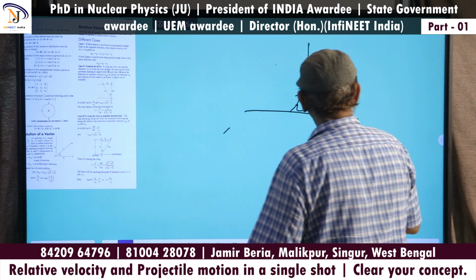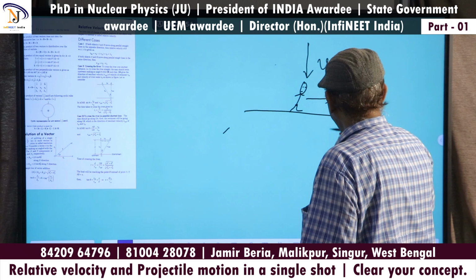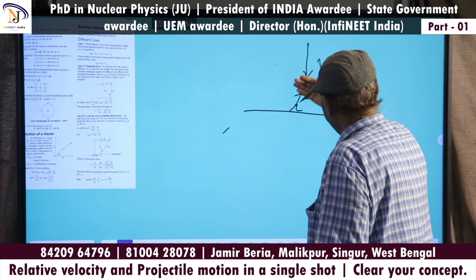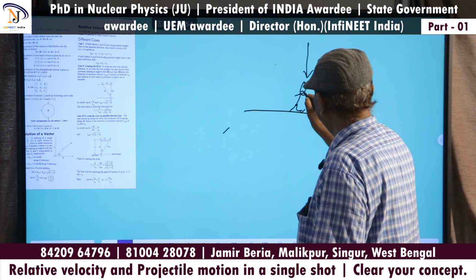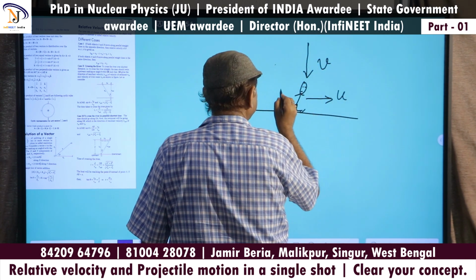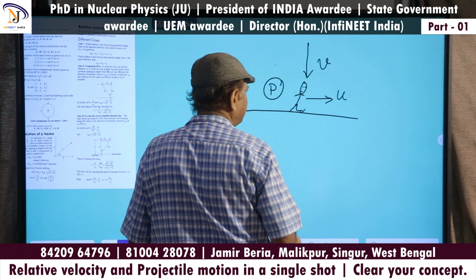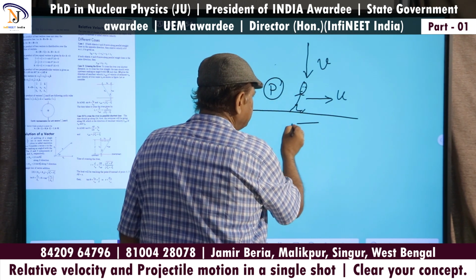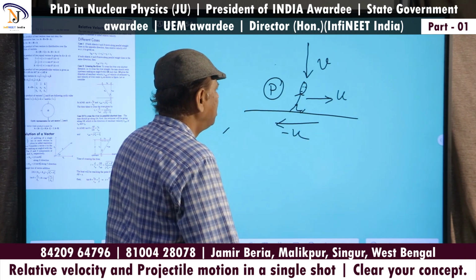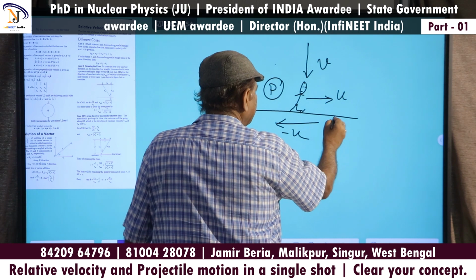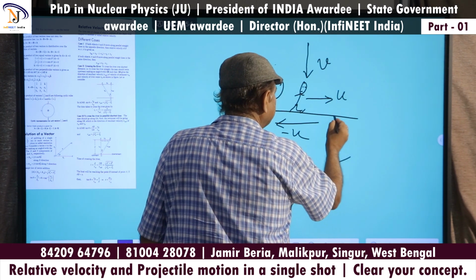Then how should I keep my umbrella? Who is the observer? This person is the observer. So you have to make the velocity in reverse direction, in this direction. And what will be the resultant? This is the vertical direction, and this is the resultant.